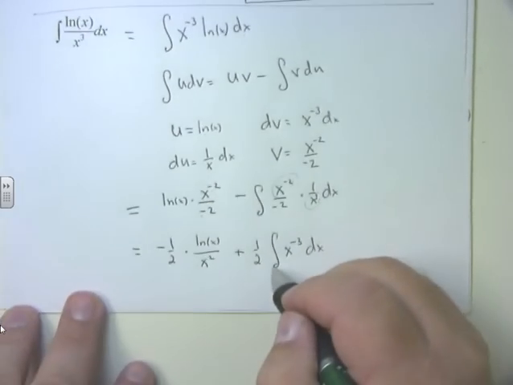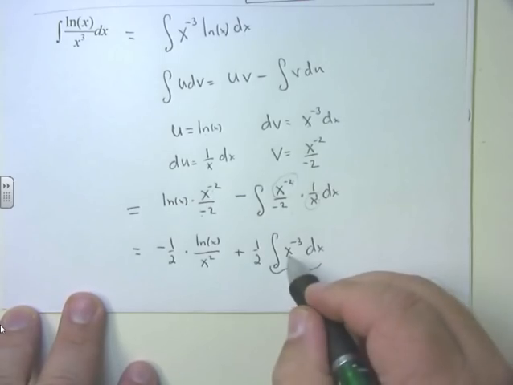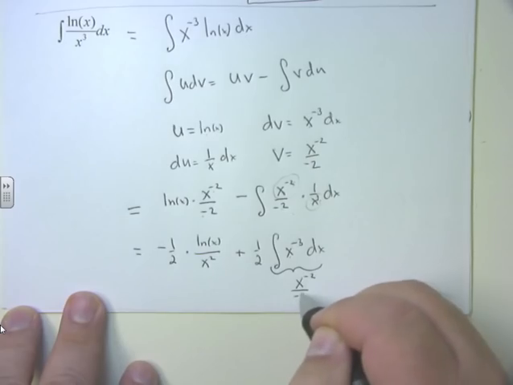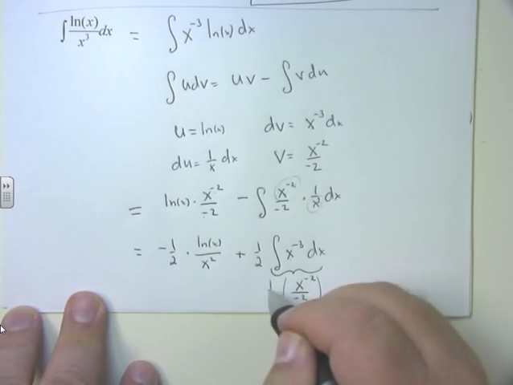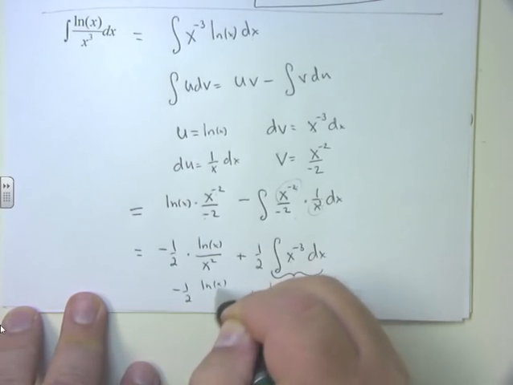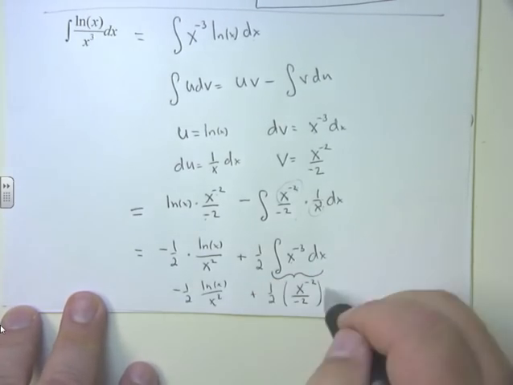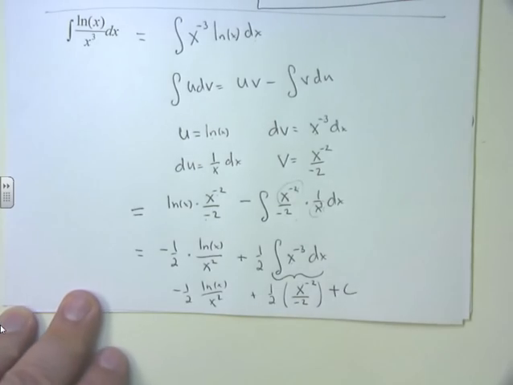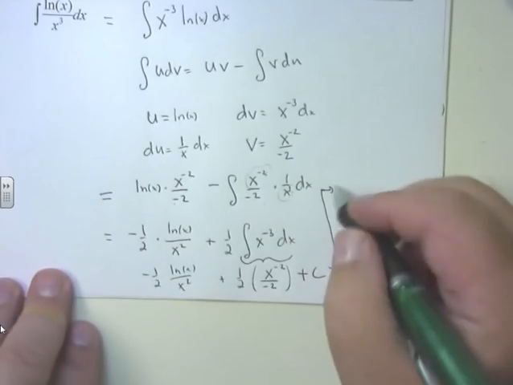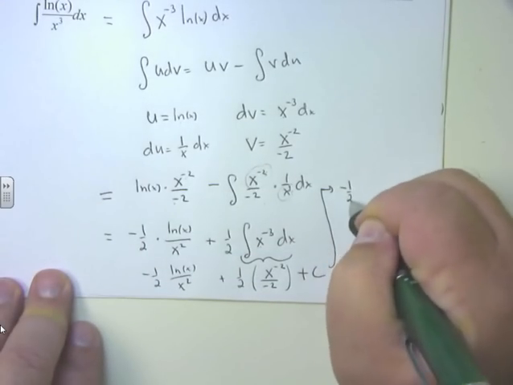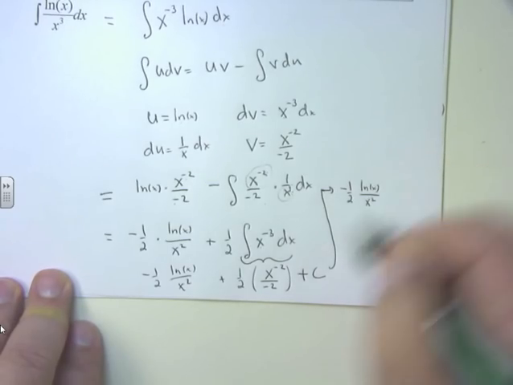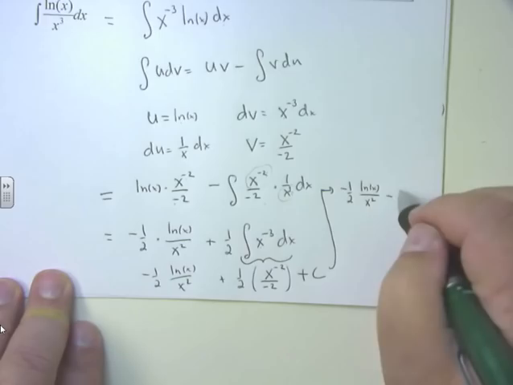Now, all you've got to do is integrate this guy. The integral of x to the negative 3 is add 1 over add 1, x to the negative 2 over negative 2. You still have your 1/2 out front, and you've got this negative 1/2 natural log of x over x squared holding over. No bounds, plus c, so there's my solution. But of course, I always like to clean these guys up for my final answer. So my answer is going to be negative 1/2 times the natural log of x over x squared minus 1/4.